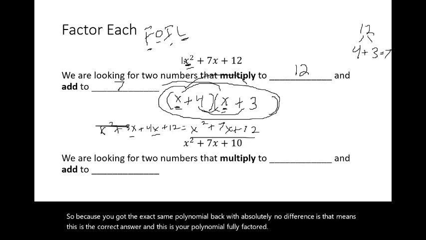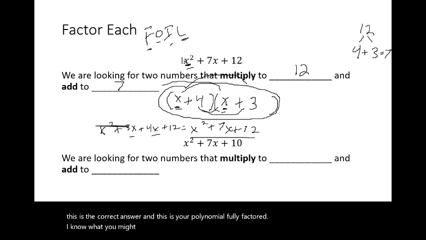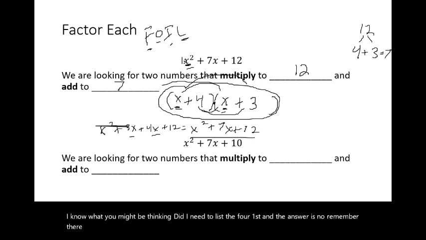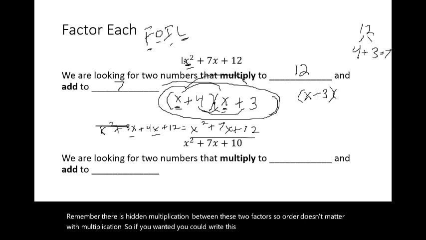Now, I know what you might be thinking. Did I need to list the 4 first? And the answer is no. Remember, there is hidden multiplication between these two factors, so order doesn't matter with multiplication. So if you wanted to, you could write this as x plus 3 times x plus 4, and it's not going to make a difference.